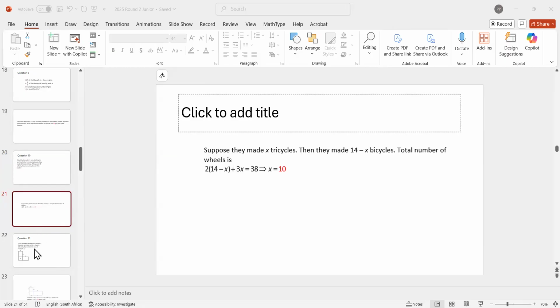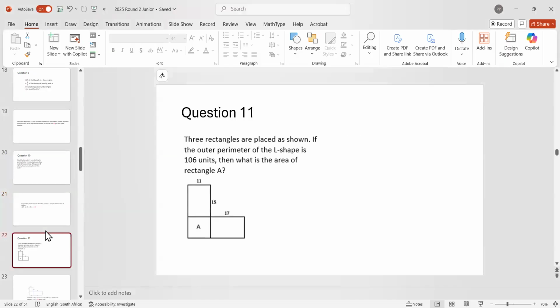All right, so let's get on to the next problem, which is question 11. Now, question 11 reads the following. It says, 3 rectangles are placed as shown. So each of these are rectangles. If the outer perimeter of the L shape, okay, this is an L shape. The outer perimeter means if you go right round, that's the outer perimeter. That is given as 106 units. Okay, and to ask you, what is the area of this rectangle? All right, so the question is, what is the area of the rectangle?